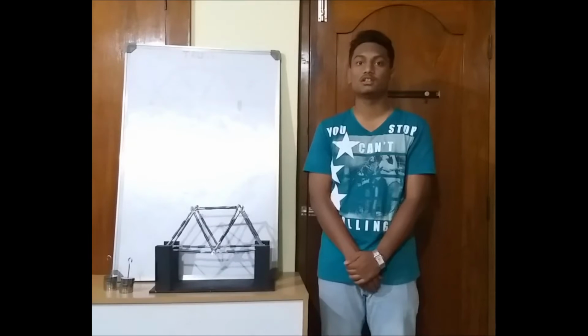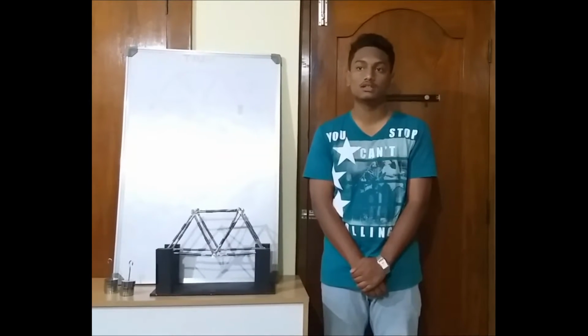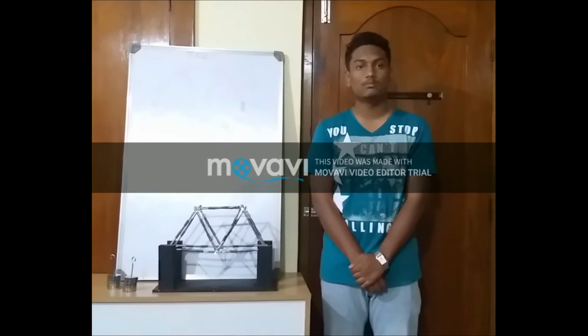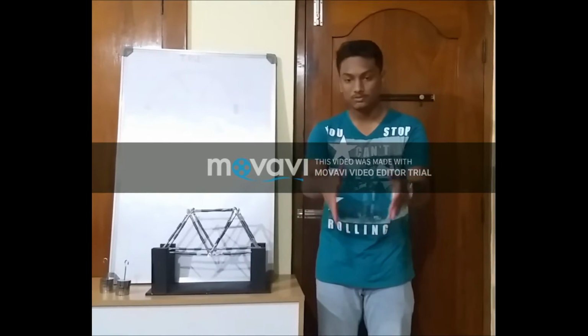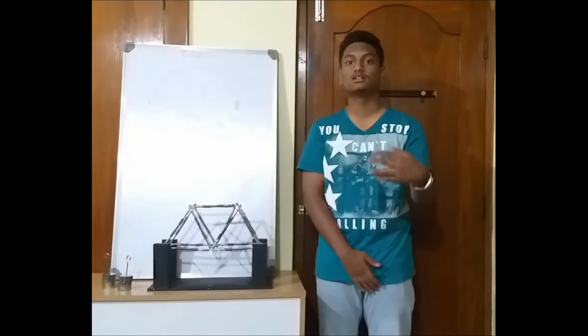The next one we see around us is the bowstring truss. As the name suggests, it is shaped like a bowstring, and it can be found over small rivers or where the distance between two places is very small. It's also known as the arch bridge.